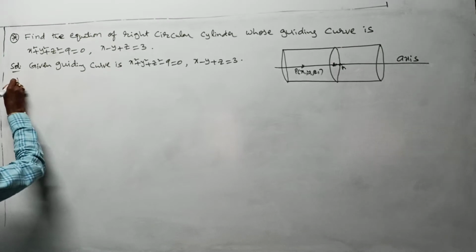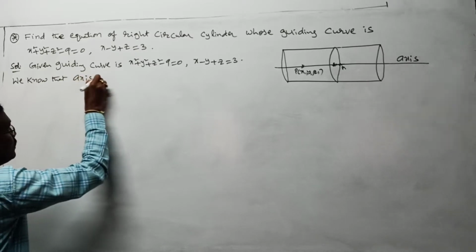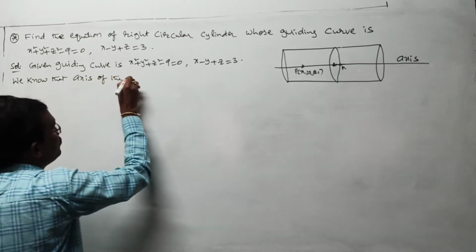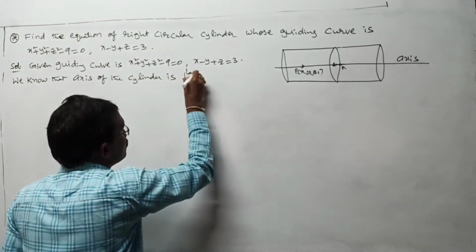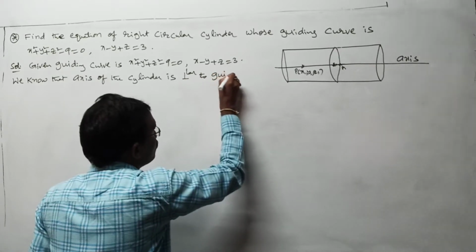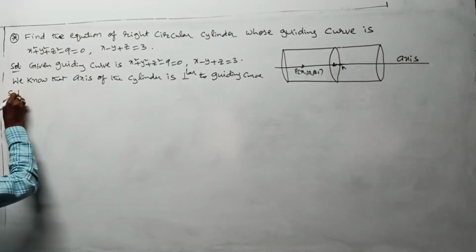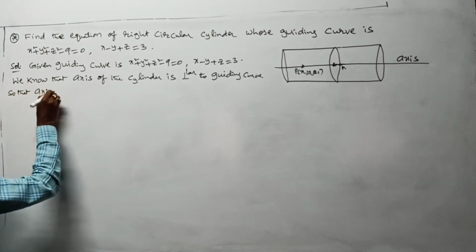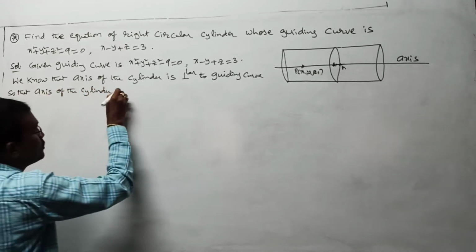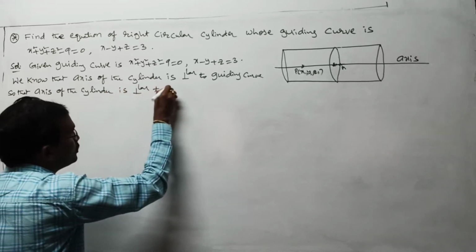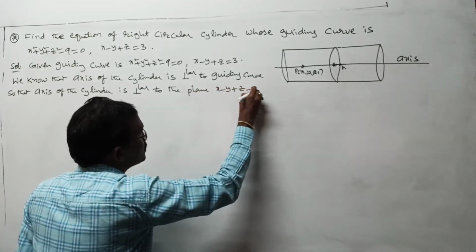We know that the axis of the cylinder is perpendicular to the guiding curve of the cylinder. Simply I am writing guiding curve, right? So the axis of the cylinder is perpendicular to the plane. What is that plane ma in the guiding curve equation? X minus y plus z minus 3 equal to 0.